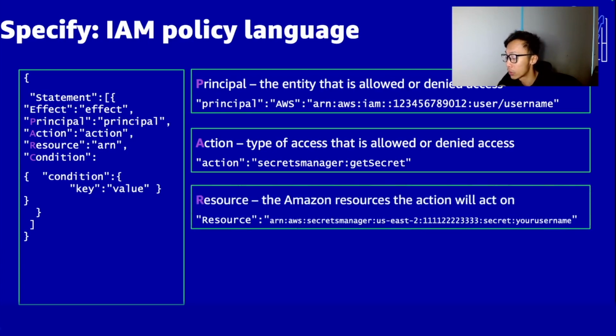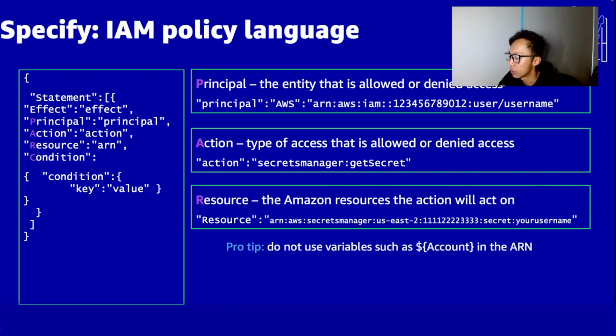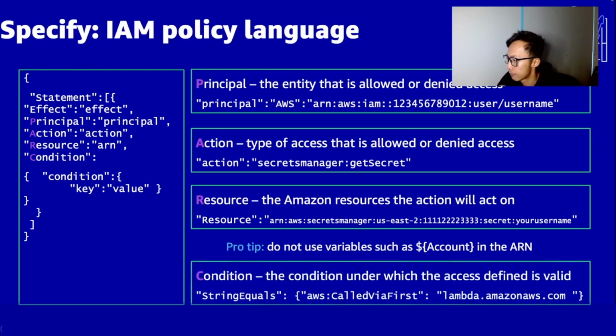And then we have the resource. Resources are basically the AWS resources that you need to access. One pro tip here is that please don't use the $ account as a variable. This is not allowed in the resource section. You need to specify exactly, for example, the account ID as what we show here, and then proceed. Last but not least is the condition, which is a really important tool that can help us set up the scenario and also nail down the attack surface for the IAM access control.